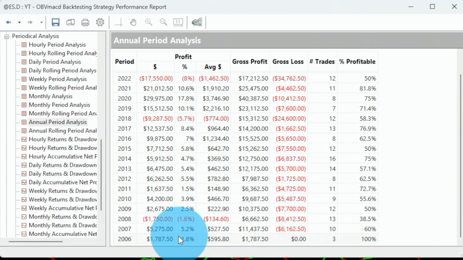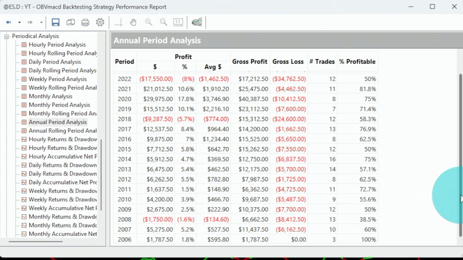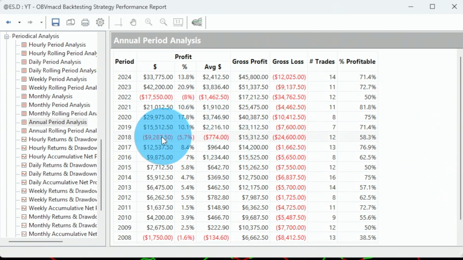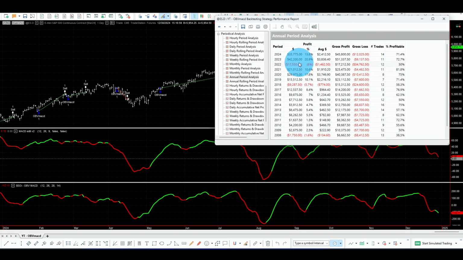And finally, periodical analysis since 2006. We have 2008, a little bit of a loss. 2018, big loss. 2022 is a big loss. This is really important because most mean reversion strategies did really well in the last 4 years. So you can tell immediately that this will not be highly correlated with those strategies. In 2023 and 2024, it did amazingly well. Now this is trading a single contract. So most likely this is like a 200% return and this is like a 150% return.